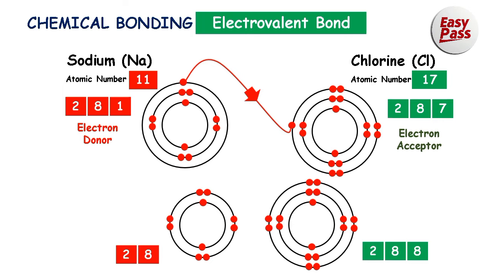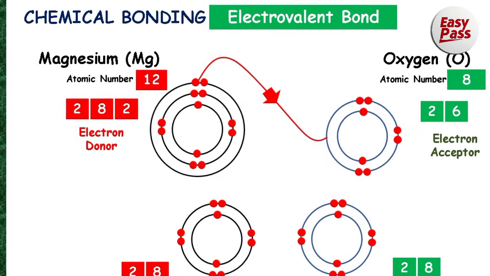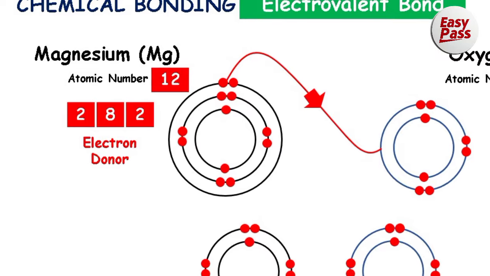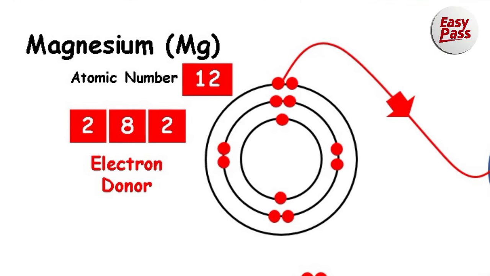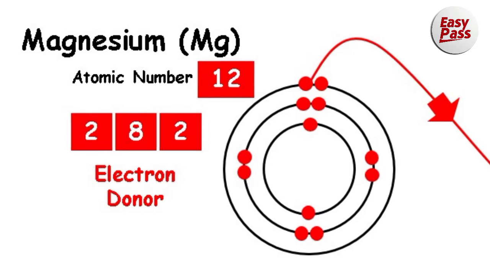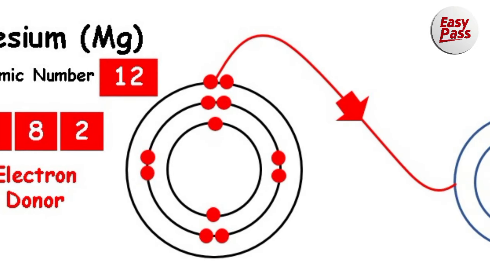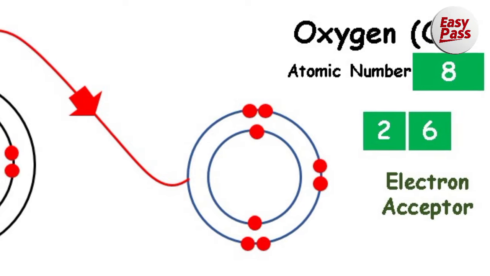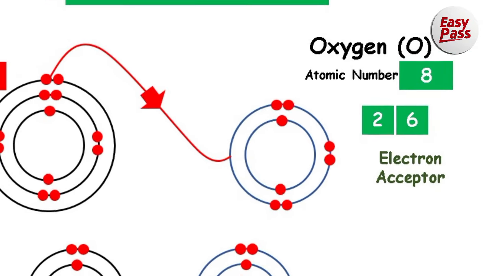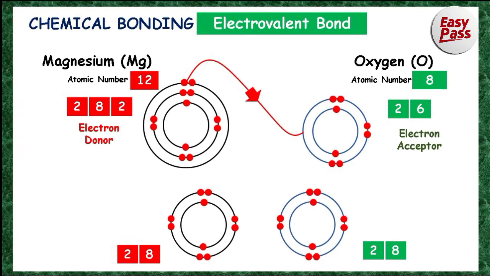Another example can be found between magnesium and oxygen. During the bonding of magnesium and oxygen, magnesium will donate 2 electrons from the outer shell of magnesium, while oxygen will accept the 2 electrons from magnesium, making magnesium and oxygen belong to group 8. That is what electrovalent bond tries to explain to us.